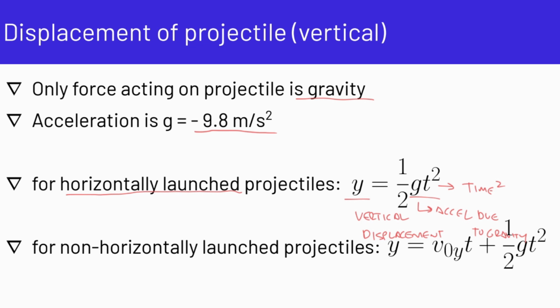For non-horizontally launched projectiles, this is the whole entirety of the kinematics equation. So this is y is equal to v naught in the y direction times time plus 1/2 gt squared. So we add to this initial equation that we used for horizontally launched projectiles the initial vertical velocity times time.